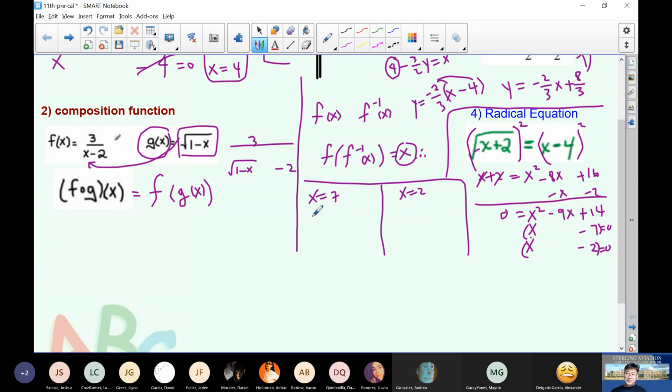So plug into here. 7 plus 2 equals 7 minus 4. Root 9 equals 3. Positive, positive. Check. Root 9 is 3, right? But this one, look, when you plug in 2, 2 plus 2, and when you plug in 2, 2 minus 4. This is root 4 and negative 2. Positive value, negative value. Wrong. The answer is this one.